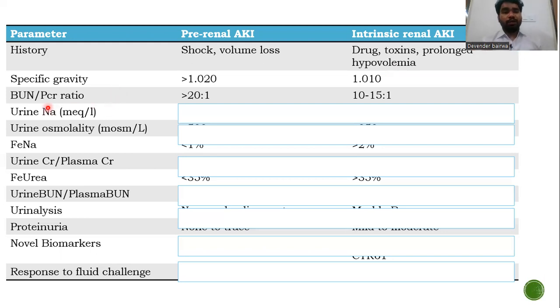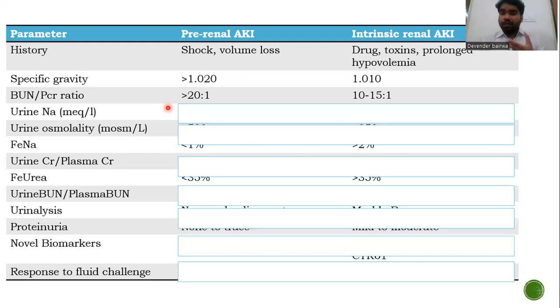Now coming to the blood urea nitrogen to plasma creatinine ratio. Remember, I told you that kidneys will be excreting much of the waste in the least amount of volume. The ratio of blood urea nitrogen to plasma creatinine increases to more than 20:1 in case of pre-renal AKI, while in case of intrinsic renal AKI, the ratio is 10 to 15:1.